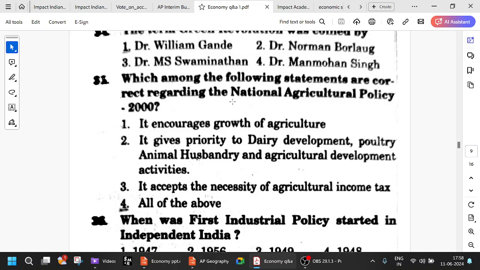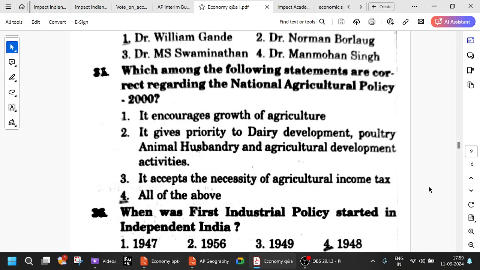So, which among the following are correct regarding the National Agricultural Policy 2000? It encourages growth of agriculture, a very common positive statement. Yes, it gives priority to dairy development, poultry, animal husbandry, agriculture, all this fine. It accepts the necessity of agricultural income tax. But of course, it did not become a reality. Agriculture income is not yet taxed, but it accepted the necessity. Because of popular sentiment, it never became a reality.